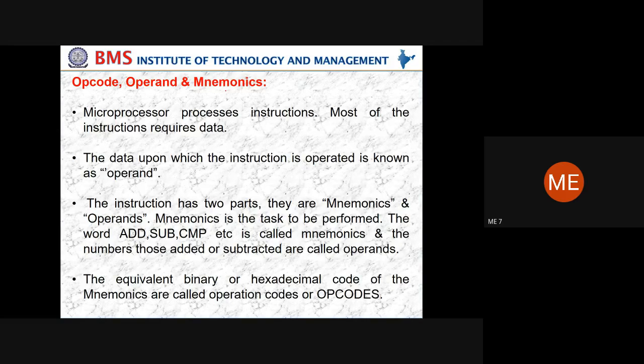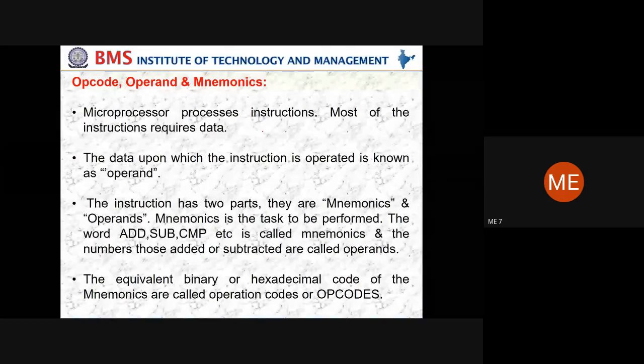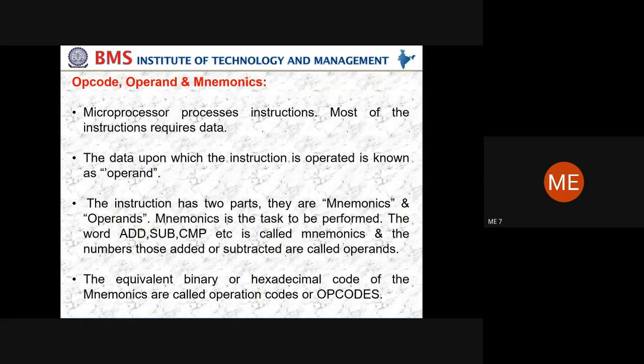Now, as we know, the microprocessor processes instructions. Most of the instructions require data. What are instructions? Instructions are nothing but the actions performed by the microprocessor. That means ADD, SUB, MOVE, JUMP, compare CMP, SUB, ADD, CMP, MVI. MVI is nothing but move. I'm just telling the words. Those are called the instructions.